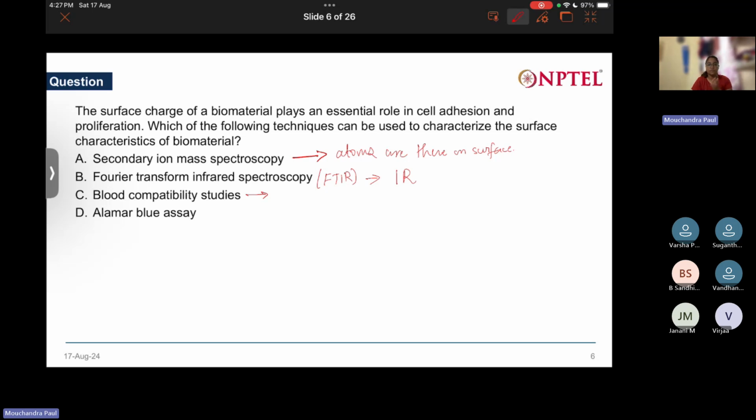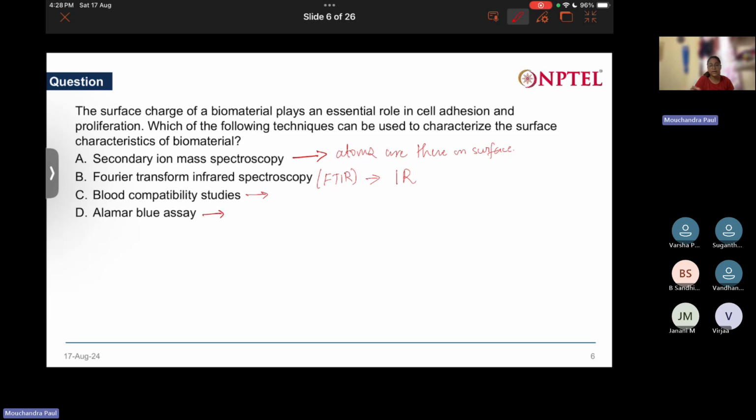Otherwise, it's useless. In your body, everywhere there is blood circulation, and in whichever organ you are going to transplant, blood is the carrier of nutrients and oxygen. So the blood will get in contact with your material, and your material cannot be toxic to blood cells. Blood cells should be happy around your material. So in order to test that, we do a compatibility study or blood compatibility study.